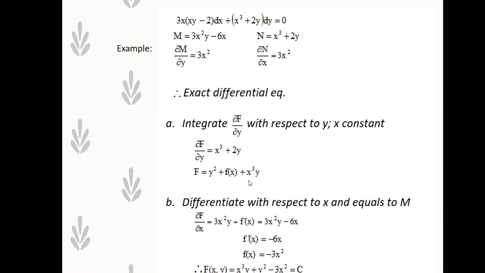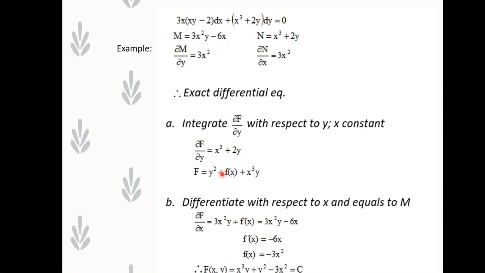Now your answer here should be partially differentiated with respect to x, okay? Partially differentiated with respect to x and equated to m. So if we do that, this one would have a partial derivative of 0 with respect to x because this is a constant. While this one will be 3x squared when partially differentiated with respect to x. 3x squared y, we copy the y. So we have it here. So the partial derivative is 3x squared y minus 6x. For the m, we copy.